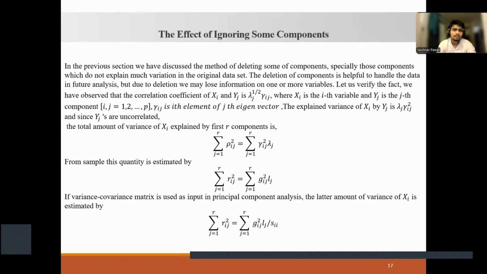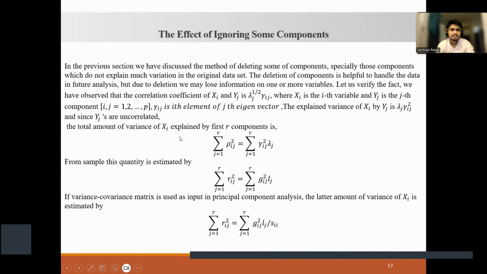Now, the effect of ignoring some components. Removing components simplifies the data, but it may cause a loss of information. If you remove components all the time, then we lose some information. We get some information from every component, and sometimes it may be important information. Each component contains some variation or some information. Component loading shows the importance of the variable. High loading means strong representation. Removing such components is risky.